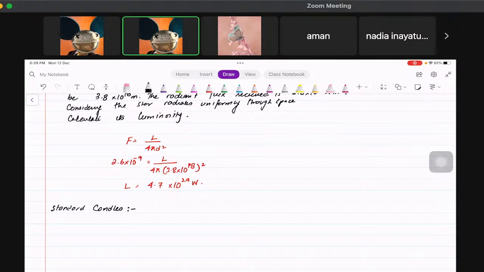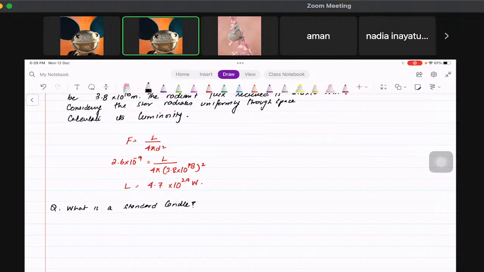Okay, first of all, what exactly is a standard candle? In fact, let's write a question here. Let's do it like a question. What is a standard candle?